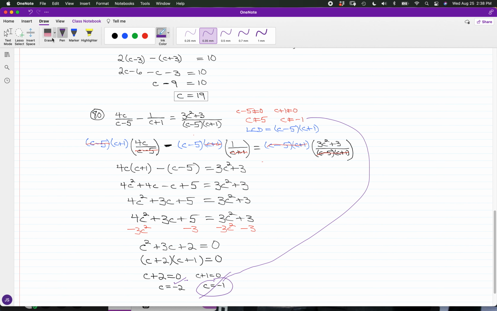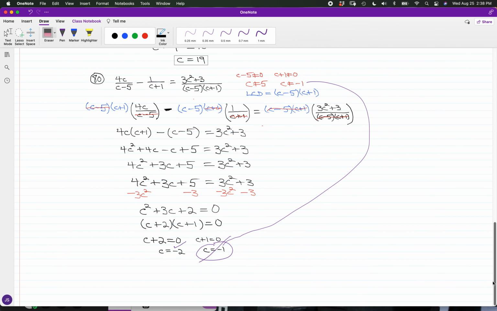-1 again is disqualified. So what could otherwise have been 2 solutions for c, we have 1 instead. And if -1 had not been restricted from the start, we would have had 2 answers with -2 and -1. But as it stands, we have only that c is equal to -2.